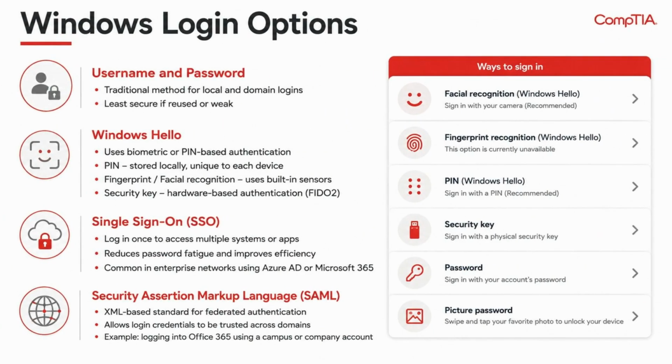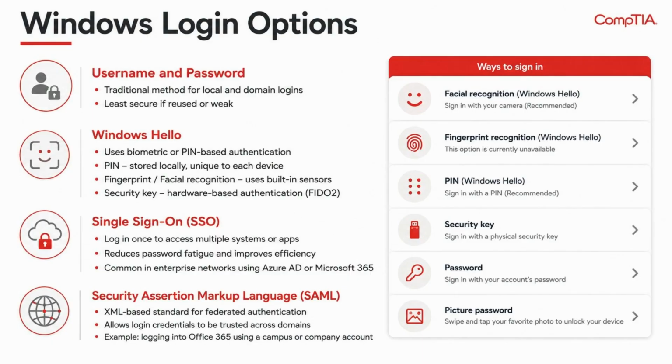Username and password is the traditional method for local and domain logins, least secure if reused or weak. Windows Hello uses biometric or PIN-based authentication: a PIN stored locally, fingerprint or facial recognition using built-in sensors, or a hardware-based FIDO2 security key. Single sign-on lets you log in once to access multiple systems, reducing password fatigue, common in enterprise networks using Azure AD or Microsoft 365.